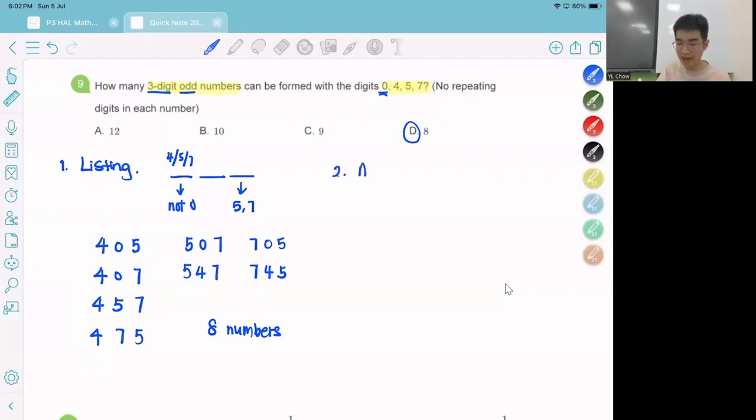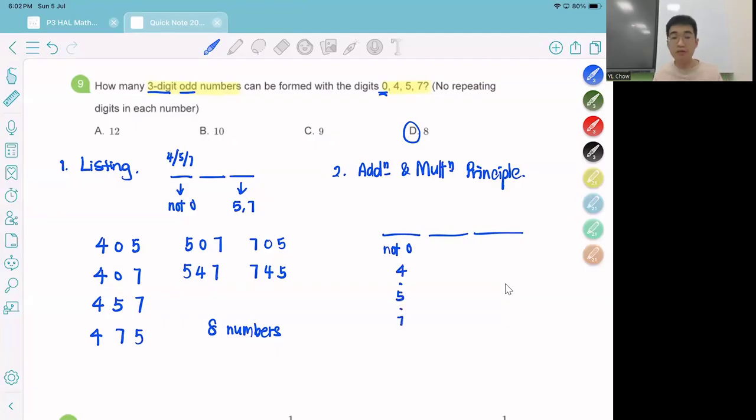Now, what happens if I want to use addition and multiplication principle? Okay, so that means we need to see how many choices there are for each digit. Now look at each place value again. Your hundreds cannot be 0, so it's either 4 or 5 or 7. Your ones is odd, so it has to be 5 or 7. There are no restrictions for the tens place, by the way.